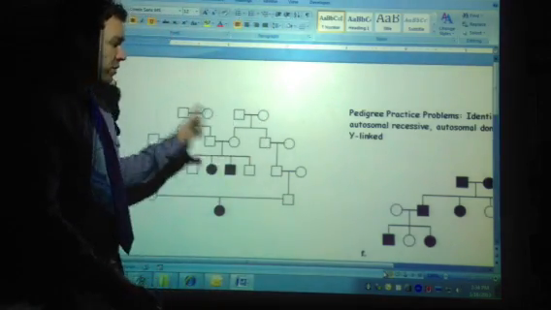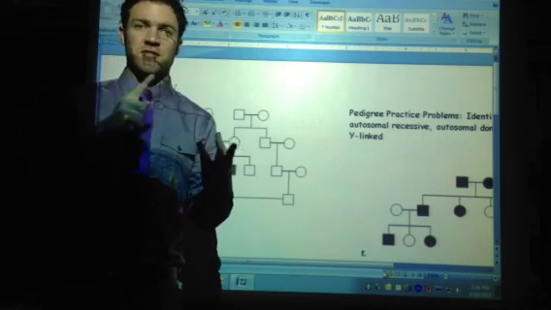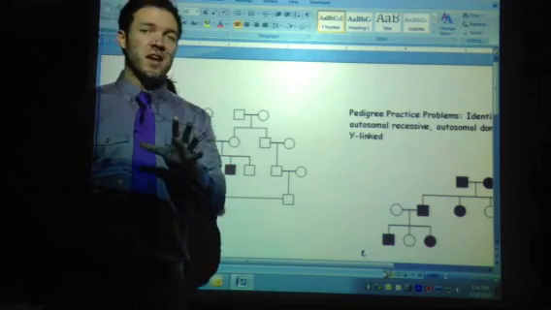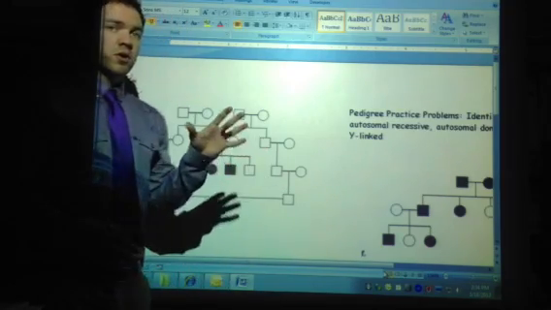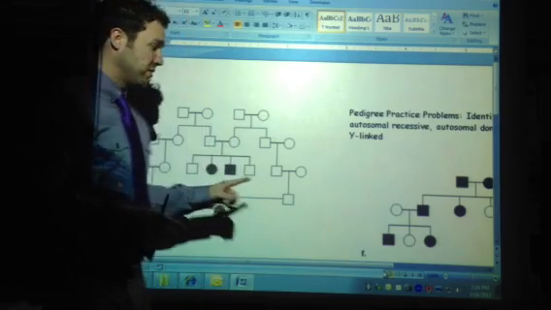On the test, you're going to have to look at a pedigree and identify the 4 majors: autosomal dominant, autosomal recessive, sex-linked recessive, sex-linked dominant. And from there, this is the easiest way to go about it. First, you look for, is it recessive or dominant, before even thinking about autosomal or sex-linked.